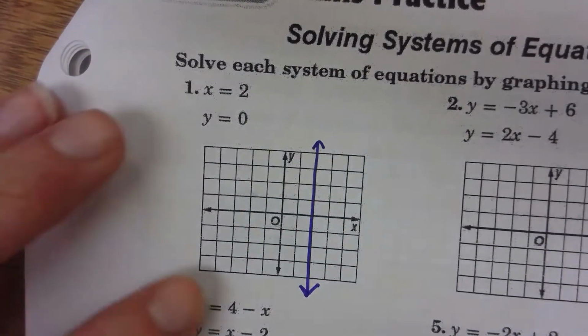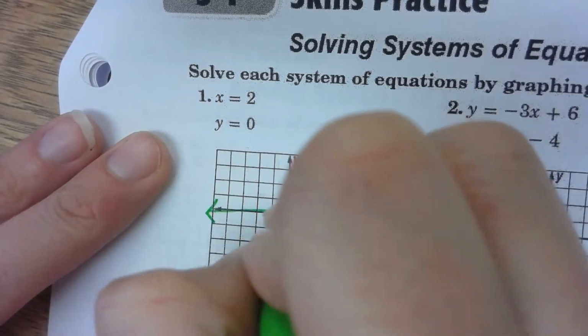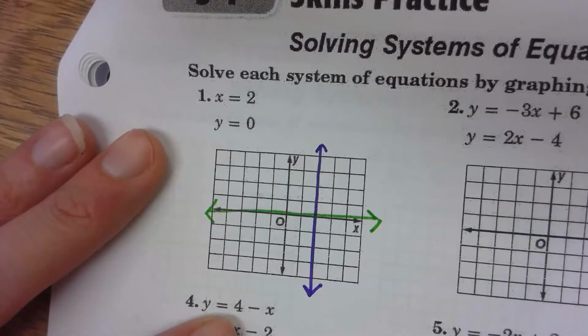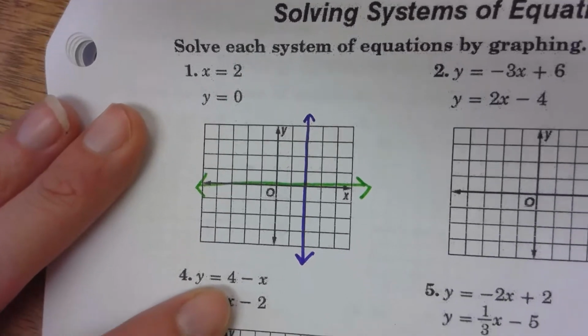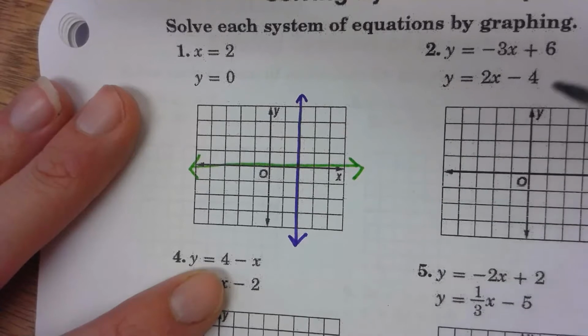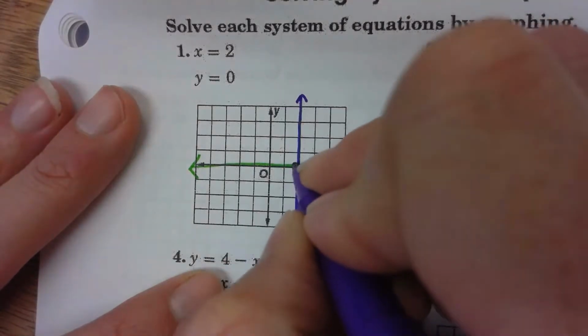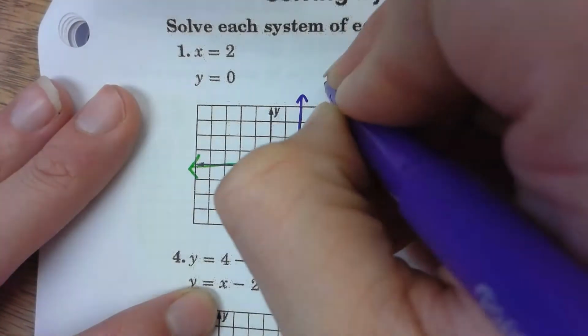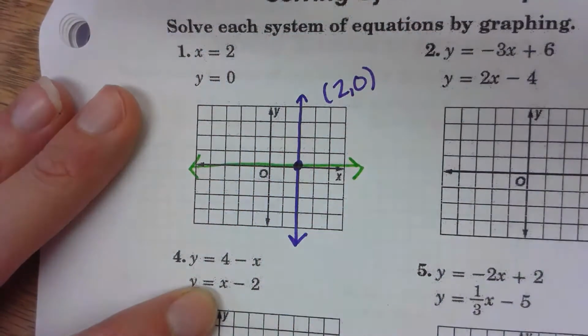Y equals 0 is also the same as the x-axis. It goes straight across. Its slope is 0. So where do the purple and the green lines intersect? Well, they intersect at this point right here. So the solution is 2, 0.